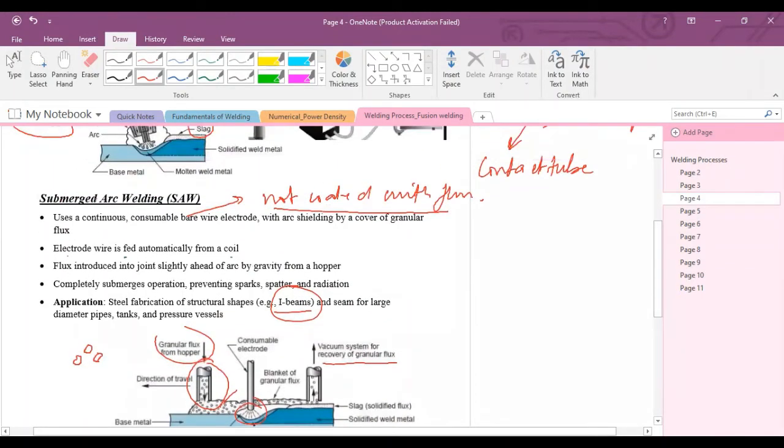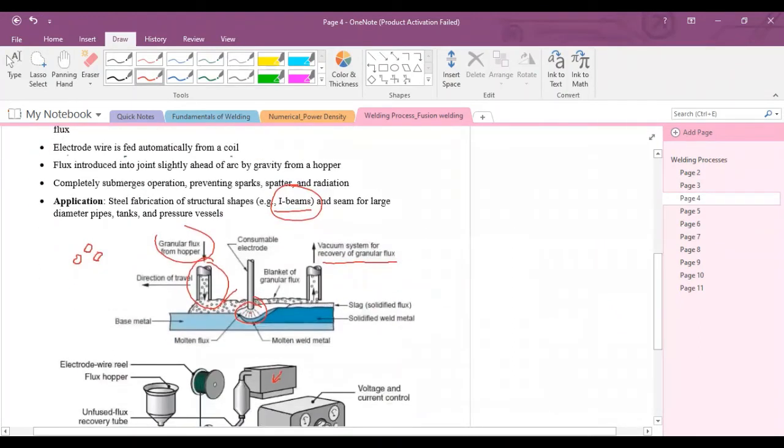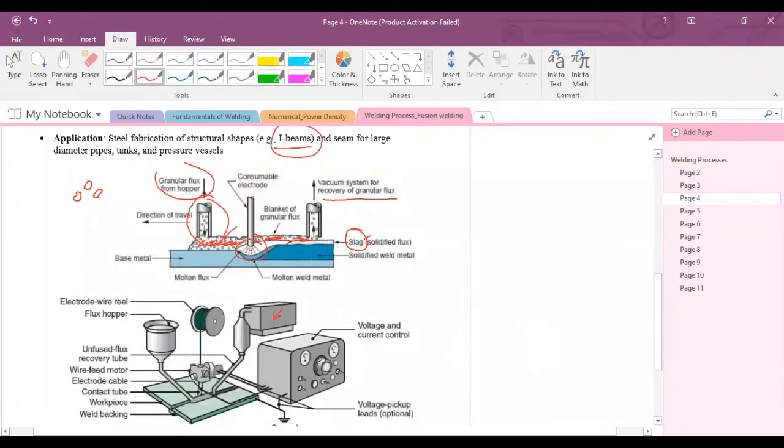Submerged means, as you can see from the word, what is submerged? This arc is present under the flux, like it is submerged under the flux, and this is called the blanket of flux. The heavy granular flux will form a slag, and as I told you, after solidification you can remove this flux with the help of any solid hammer, and you can use this recovery pump or recovery hopper.